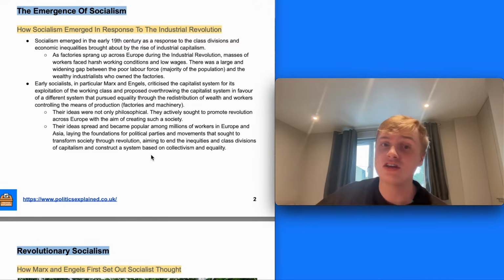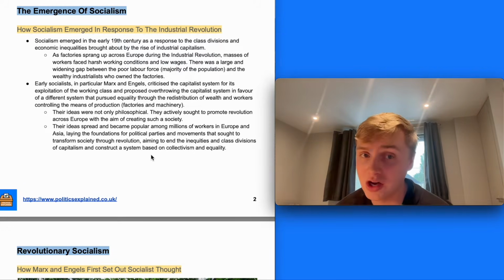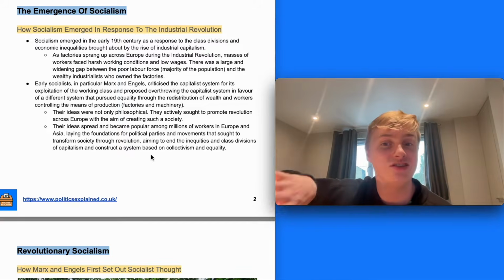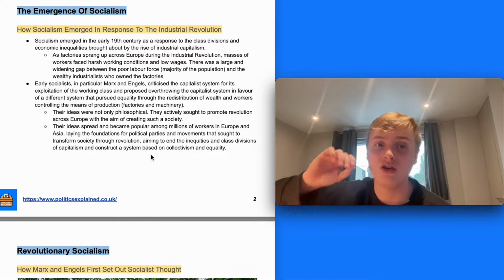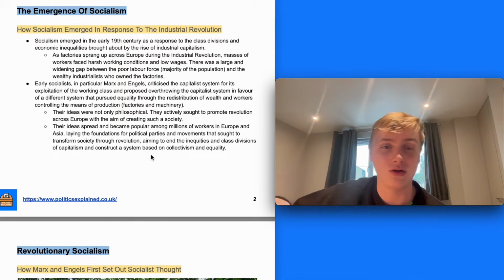You saw factories springing up across Europe and also America at the time, and masses of workers faced harsh working conditions and low wages, with a widening gap between the vast majority of the population, who were the workers, the labour force, and the wealthy industrialists, the capitalist class, as Marx and Engels called it, who owned the factories.